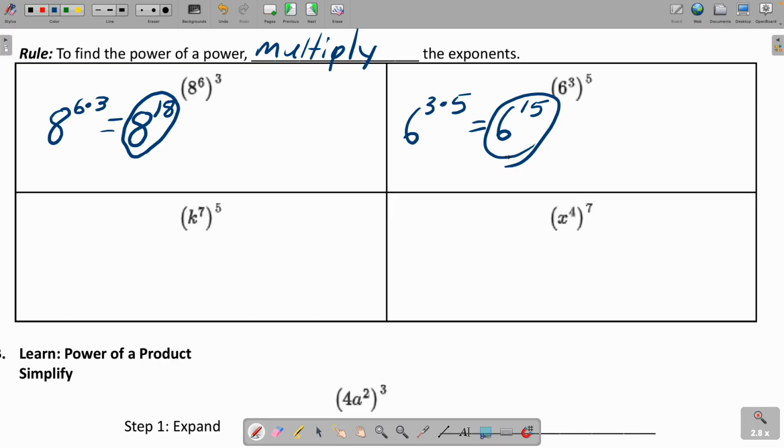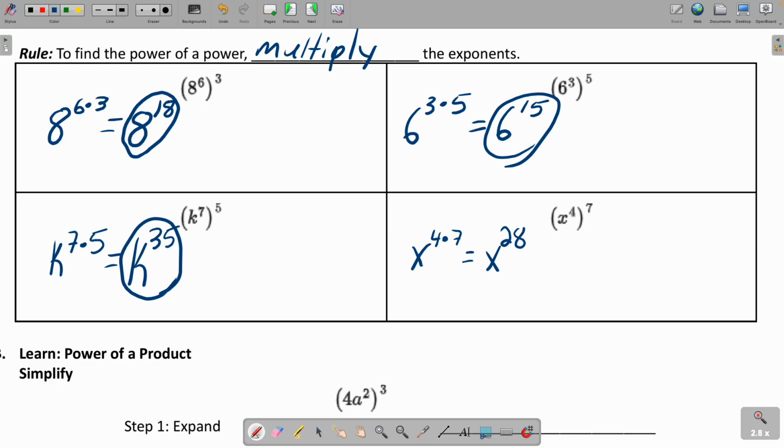Next we have k, and it's to the 7th and 5th. So we go ahead and multiply our exponents. So I'm going to take k to the 7 times 5. Well, 7 times 5 is 35. So this would be k to the 35th. Next we have x to the 4th raised to the 7th. So we multiply our exponents. So we have x to the 4 times 7. 4 times 7 is 28. So x to the 28th would be the answer.